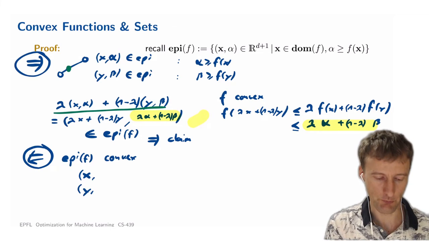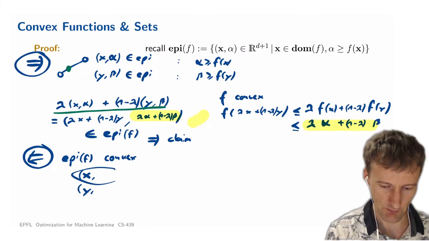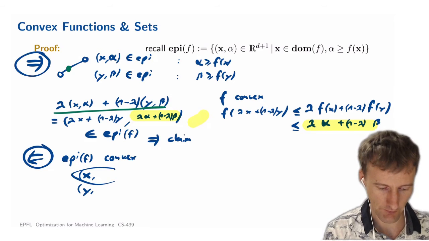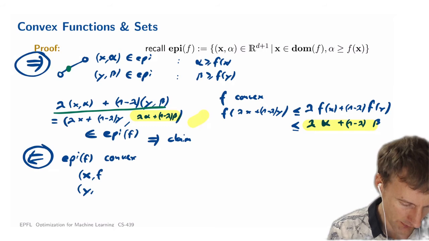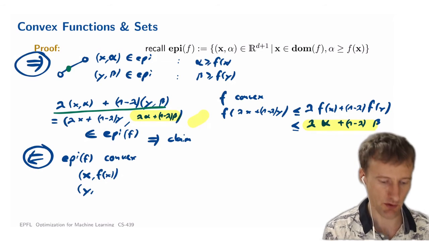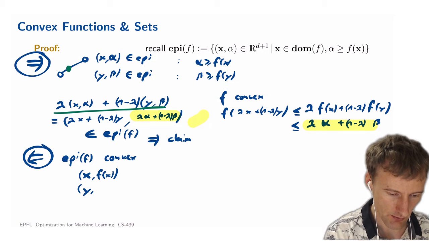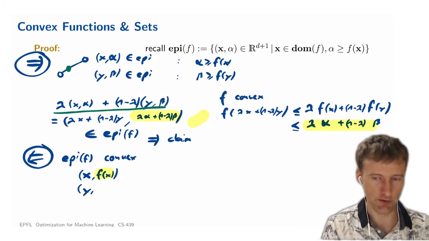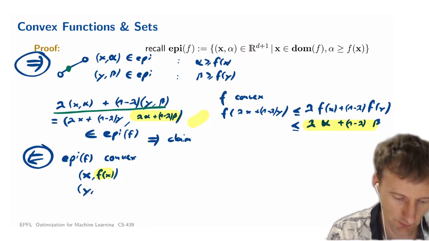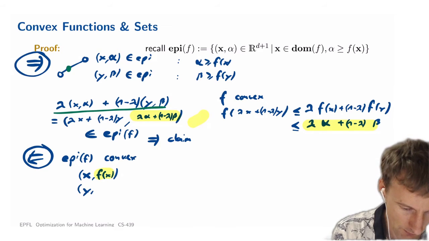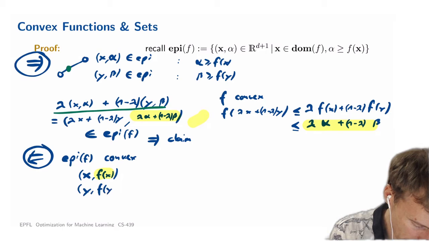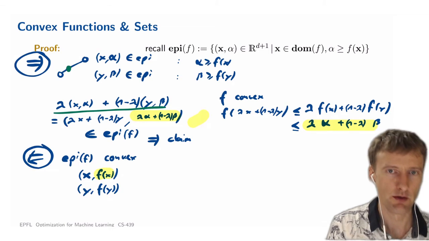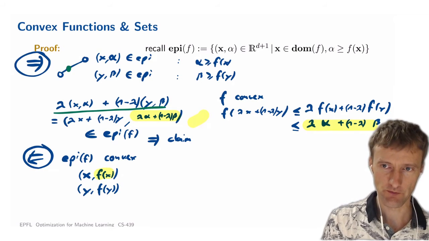So I just want a point with x which is in the epigraph. What might be a good idea here is to take x together with its function value f of x. That's a particular point in the epigraph. I could take any value here which is higher, that'd be good enough. Anything is fine here, but I choose to look at this very particular point f of x and f of y. These are my two points in the epigraph.